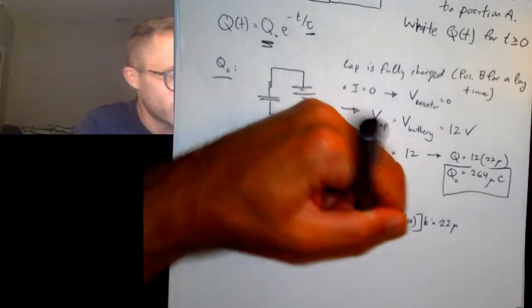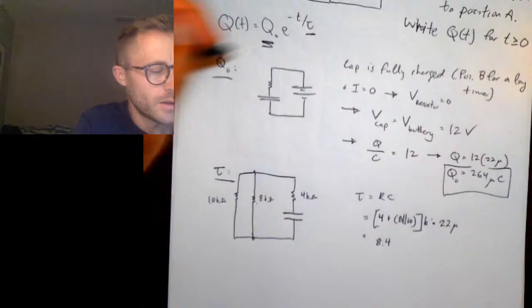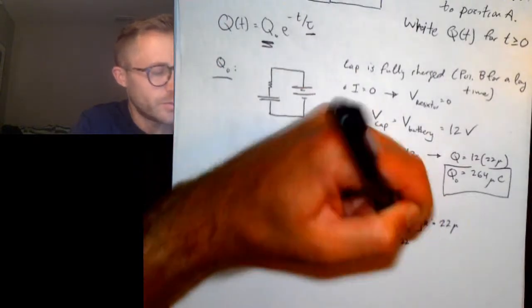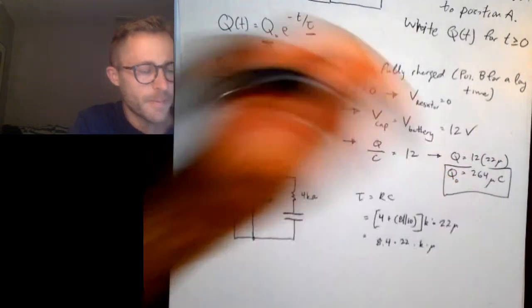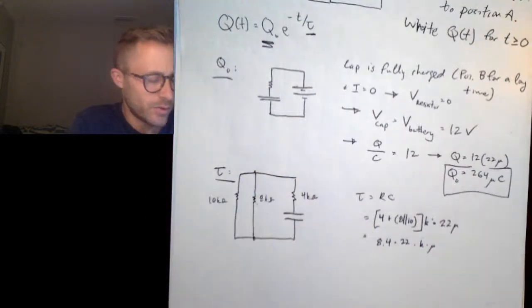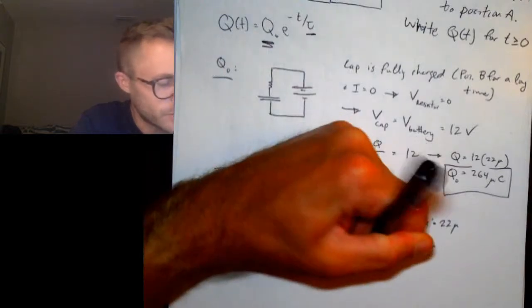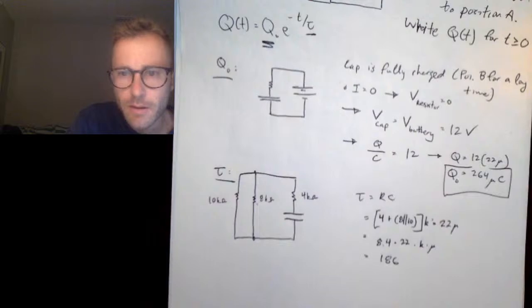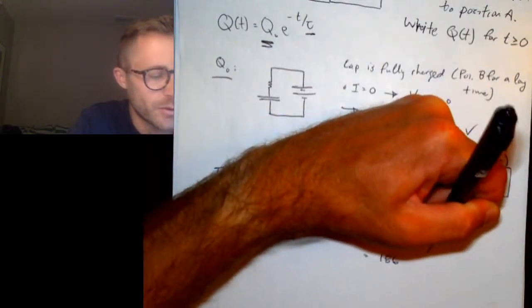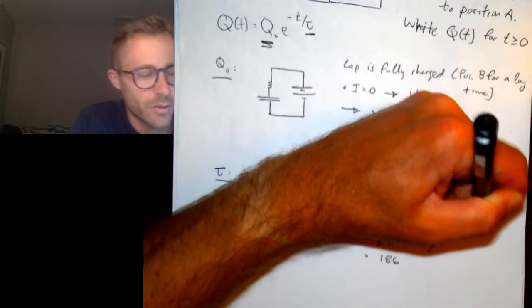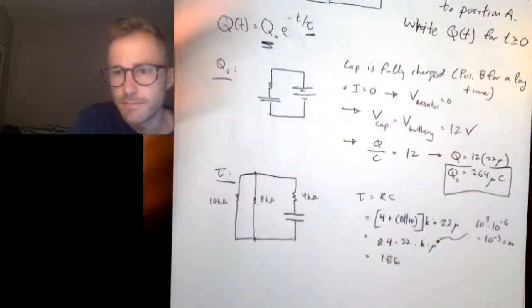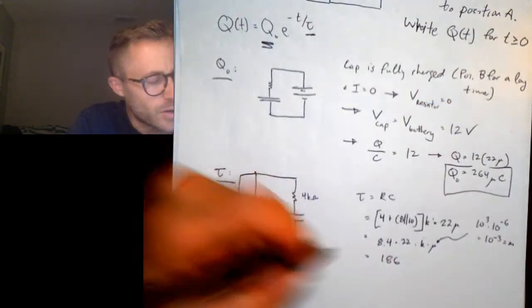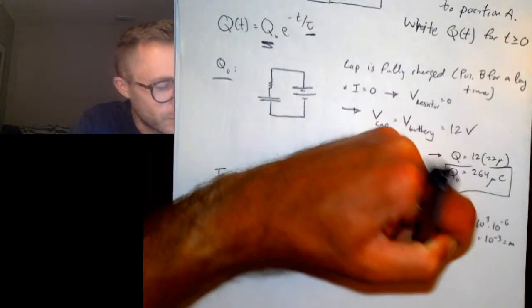Okay, so this is going to be 8.4 times 22 times a kilo times a micro. 8.4 times 22 is 186. All right, what's a kilo times a micro? Well, that's going to be 10 to the third times 10 to the minus 6, which is 10 to the minus 3, which is a milli. All right, so the time constant is 186 milliseconds.